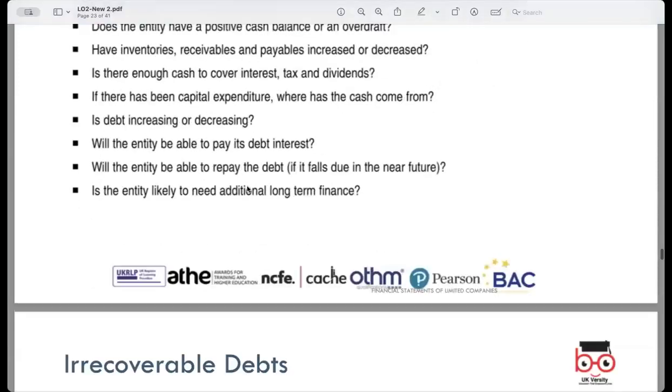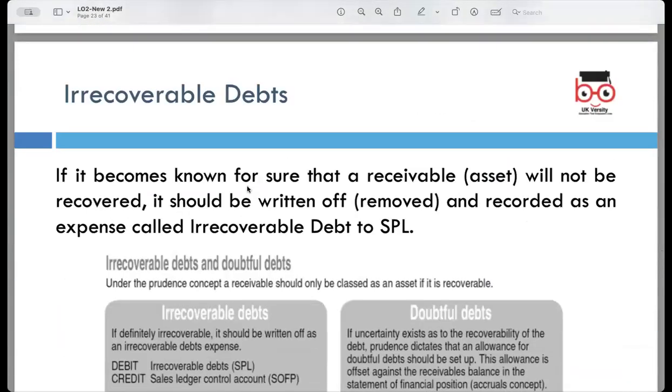Any questions so far? So, irrecoverable debts. Under the prudence concept in accounting, receivable assets are only recognized if they are expected to be recovered. When it becomes certain that a receivable will not be recovered, it must be written off as an expense known as irrecoverable debts to the statement of profit and loss.